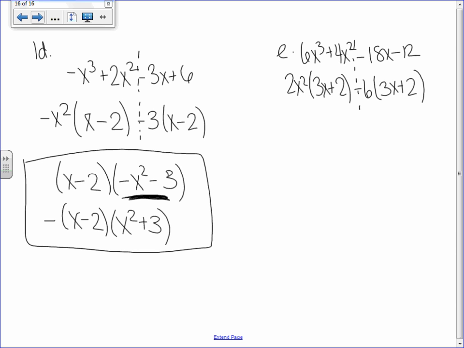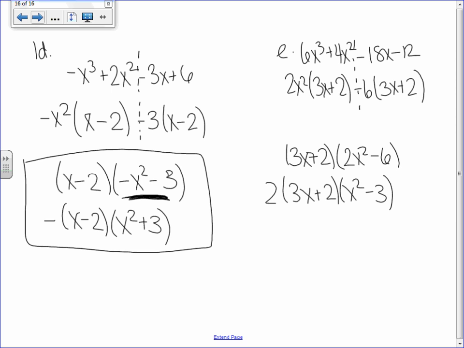Anyways, so now if I look at all my groups, I've got a common factor of 3x plus 2, and I'm left with a 2x squared minus 6. But I'm not done because out of 2x squared minus 6, there's a GCF of 2, so I can pull a 2 out, and then I'm left with x squared minus 3. You can write the 2 in the middle, but that kind of looks weird. We usually move the constant to the front, but either's fine. And then F.